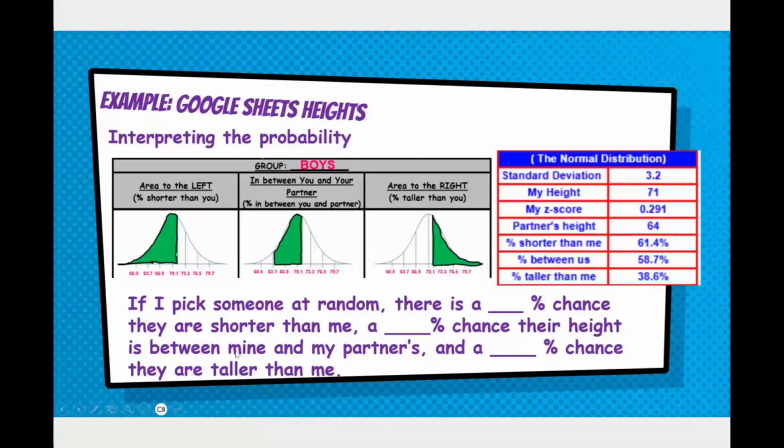So if I pick someone at random, this is the prompt that I want you to use when you're going through interpreting your probability to conclude your project. Just take something like this and fill it in. So in your notes, you need to be filling in the numbers that you have. If I pick someone at random, there is a 61.4% chance that they are shorter than me, a 58.7% chance that their height is between mine and my partner's, and a 38.6% chance that they are taller than me.